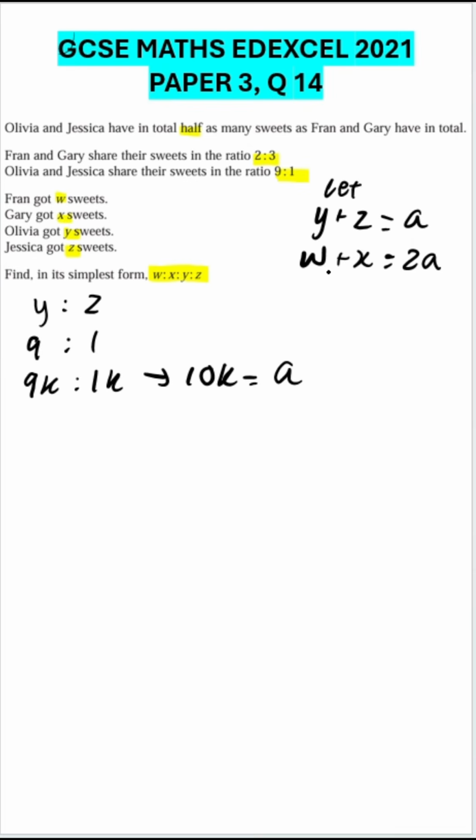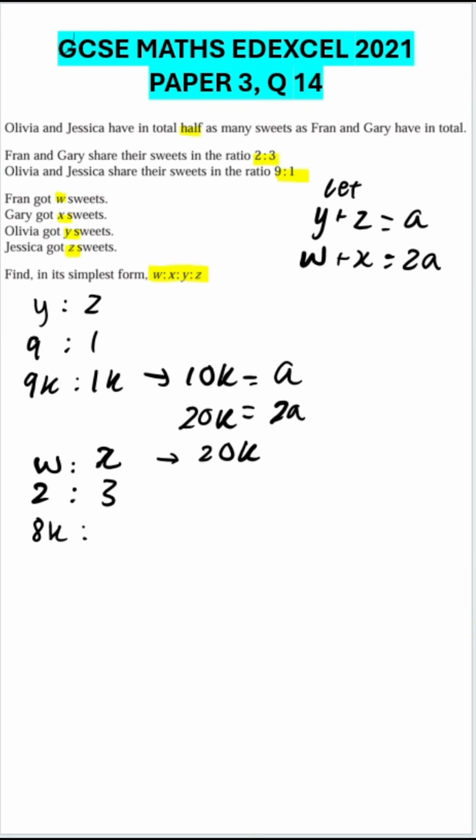And because I know that W plus X is equal to 2A, I can then say that 2A is equal to 2 times 10K, which is going to be 20K. And now all I have to do is split this 20K in terms of W and X. So I know that W to X is equal to 2 to 3, and the total has to be 20K. And if I do some arithmetic in my head, I know that 2 plus 3 is 5, so 20K divided by 5 is going to be 4K. 4K multiplied by 2 gives me 8K for W, and 4K multiplied by 3 gives me 12K for X.